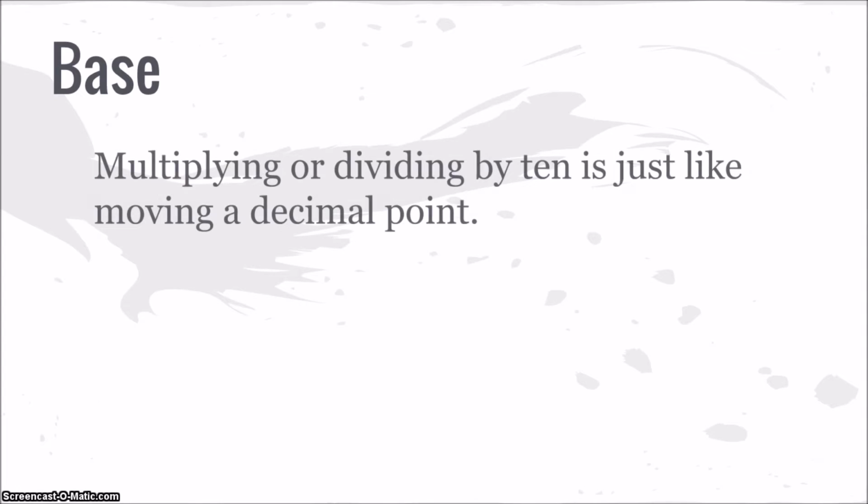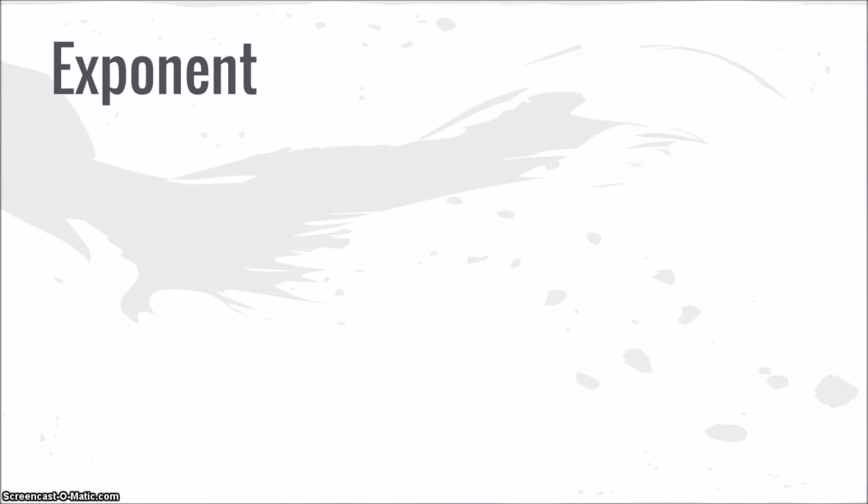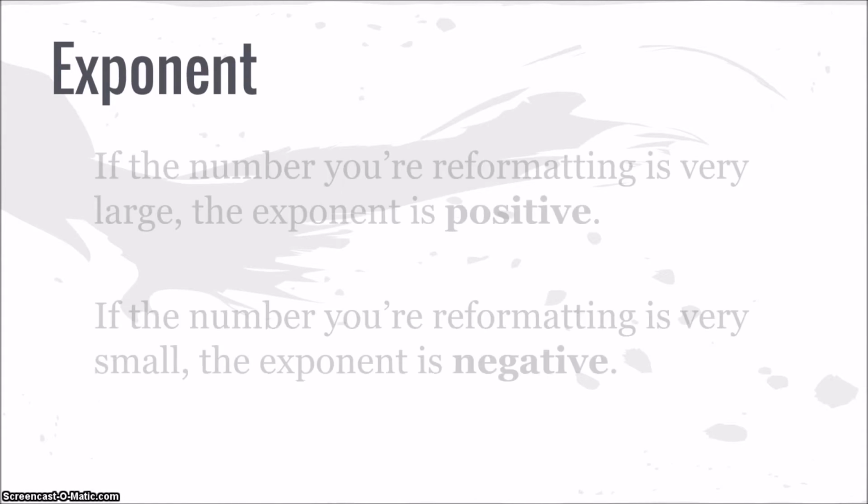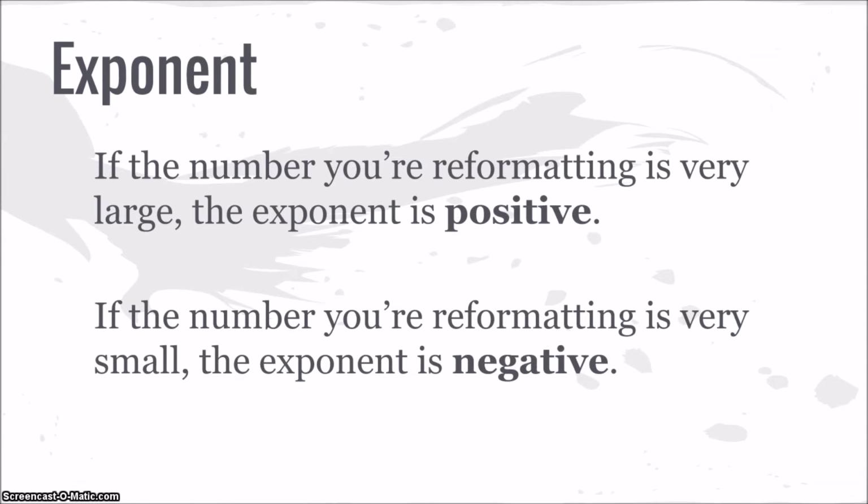The base is always 10 because 10 is really easy to multiply and divide by, and multiplying and dividing by 10 is just like moving a decimal point. Lastly, there's the exponent, and the exponent is always some integer. We raise 10 to the power of some integer to tell us how far we should move that decimal point. If the number we're reformatting is really large, the exponent is positive, and if the number is very small, the exponent is negative.